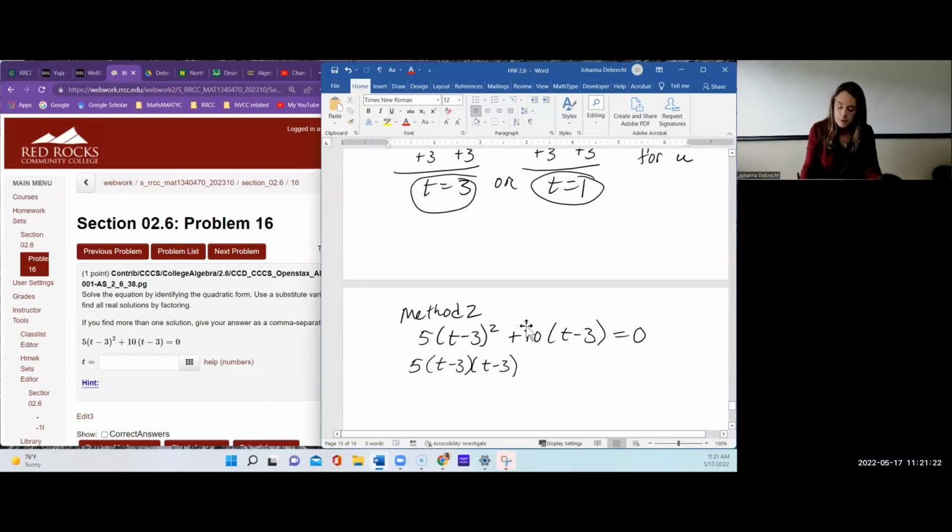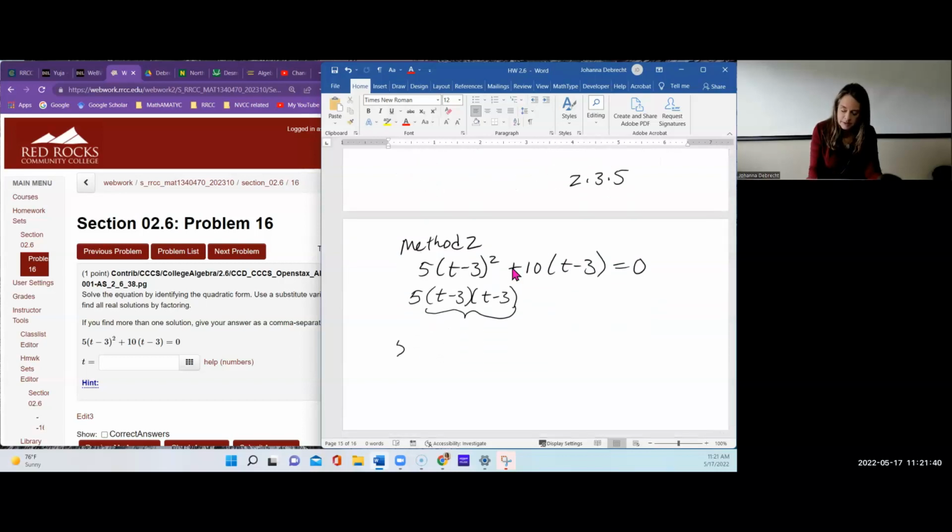Think about how you multiply three numbers together. If I write 2 times 3 times 5, you don't do 2 times 3 and 2 times 5. You just take a pair and multiply them together and then multiply by the third number. So that's what we do with polynomials. We're going to multiply these two together first, and then we'll multiply by the 5. So the 5's just hanging out.